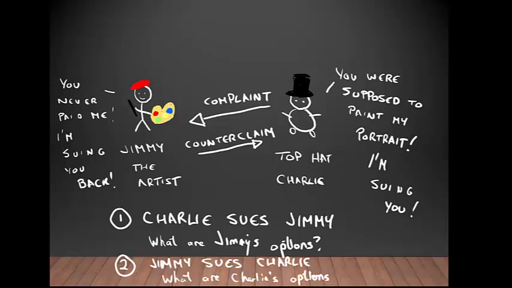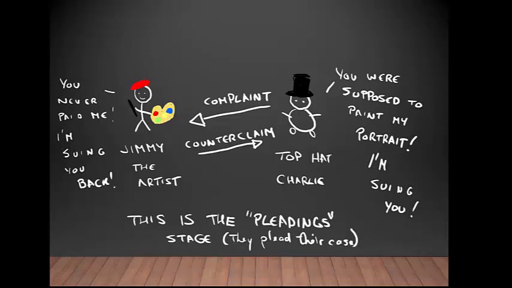Jimmy sues Charlie. What are Charlie's options? If it's a countersuit, same thing. Same options. File a motion to dismiss, file an answer, file a counterclaim, or do nothing. All of this is called the pleading stage. This is where the parties will plead their case to the court. All right, what happens next?